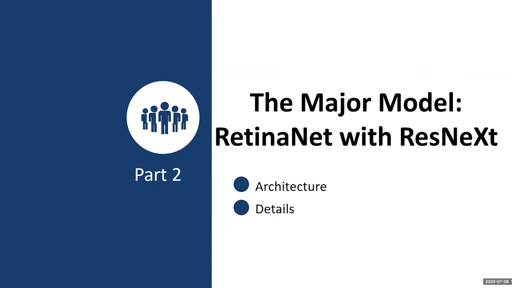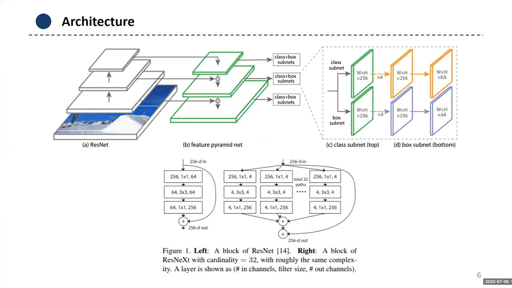Next, part two. In this part, I will introduce the specific architecture of the major model and the training details. First, let me explain why we chose RetinaNet. Among the results generated by the baseline models, we can find that the baseline model with focal loss generates much better results on the test set. Furthermore, we find that the baseline model and RetinaNet both adopt feature pyramid network and focal loss. So this indicates that their architectures are similar or essentially the same.